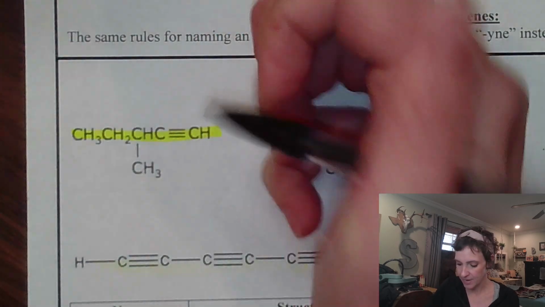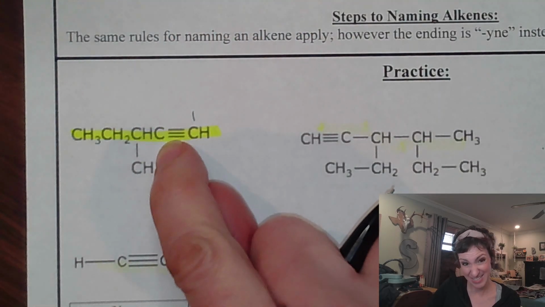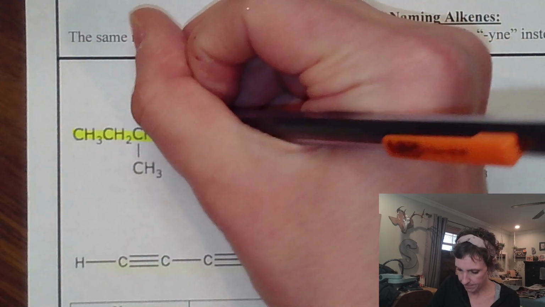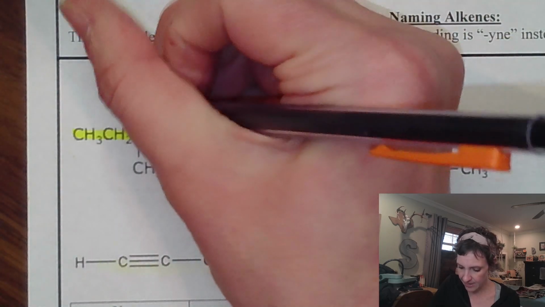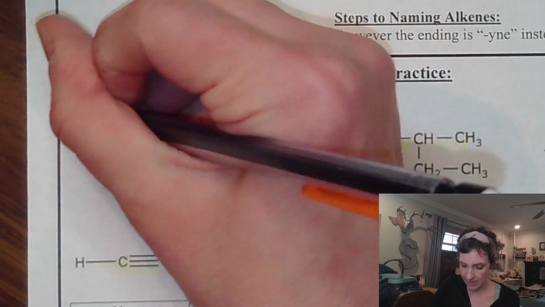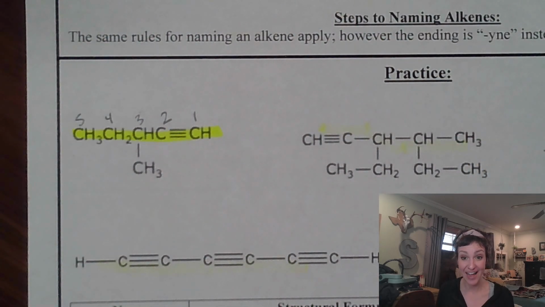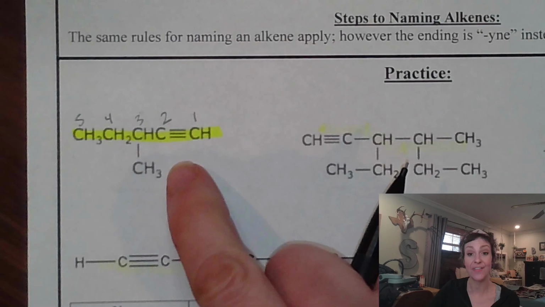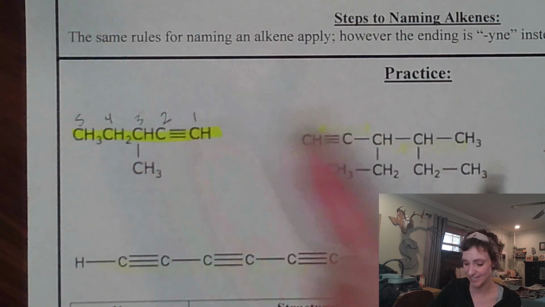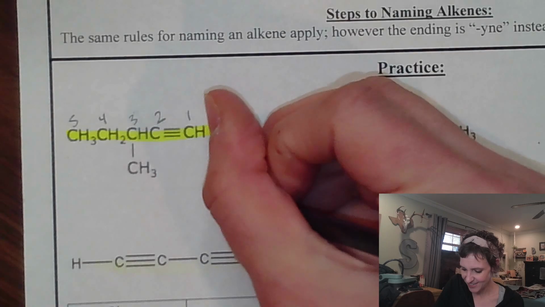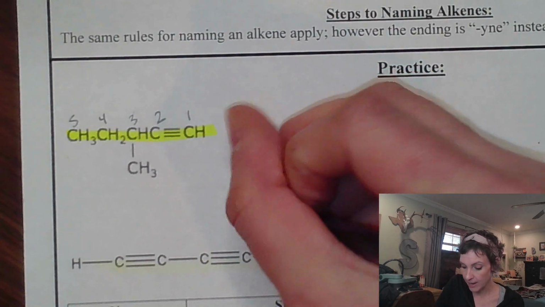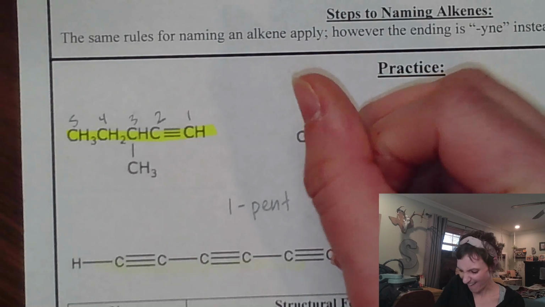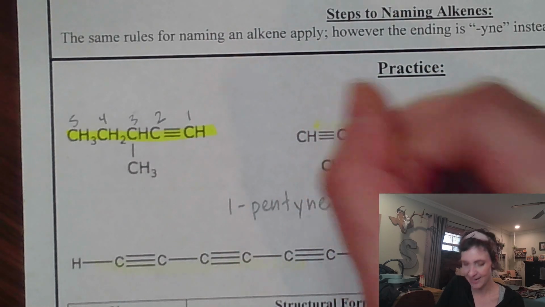So I've got carbon number 1 here. This is carbon 2. That's my carbon 3, carbon 4, and carbon 5. So this is a 5-chain triple bonded hydrocarbon. So it is a pentyne. And that triple bond is coming off of the first carbon. So as I like to do, let's just go ahead and call it a 1-pentyne. I know, it's so weird, pentyne.